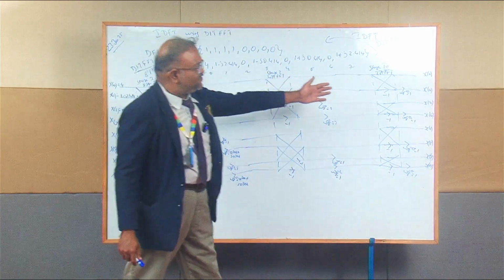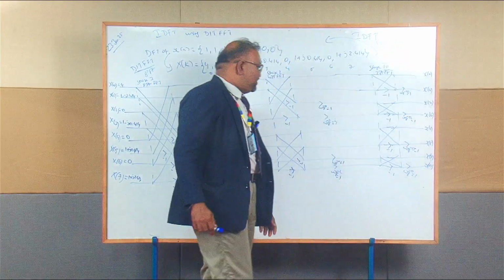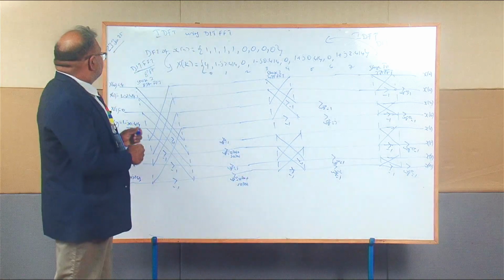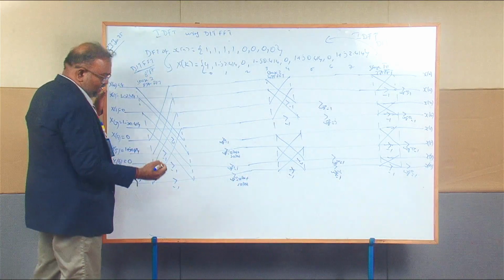Okay. Why is this shuffled here? Because we are using the DIT method here, decimation in time, shuffling in the time period. Okay. So now we will go here. Same method of calculation. So, we know the diagram now.